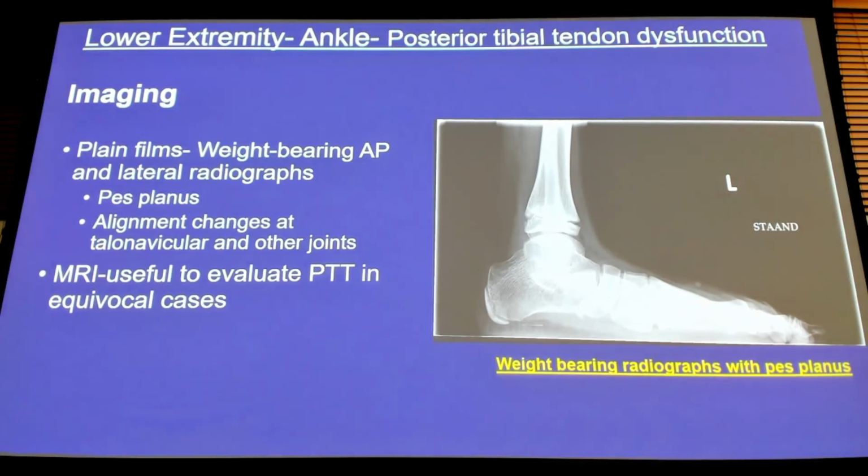In some cases, if the posterior tibial tendon is grossly inflamed, or if we think that there is some other pathology going on with it, some soft tissue problem, then you can get an MRI. Other than that, plain films tend to be sufficient.